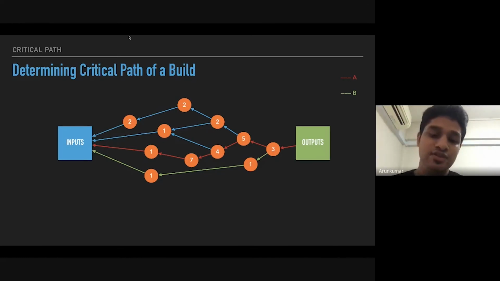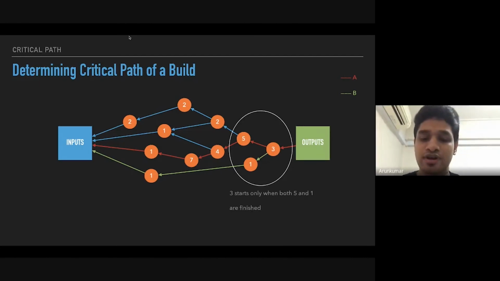Now, when such a situation happens, note the highlighted area where, in order for node 3 to start, both 5 and 1 have to be finished, right? So what happens here is that your build is actually waiting for another path, another lane, to complete. So even though B finishes in, let's call it, seconds, it waits without proceeding until the critical path finishes executing, and then 3 begins and it outputs.